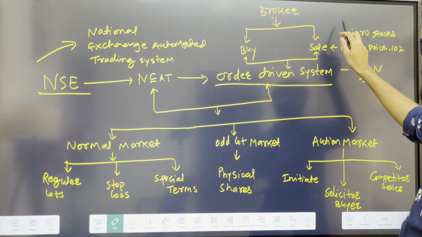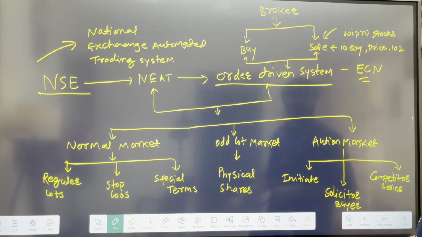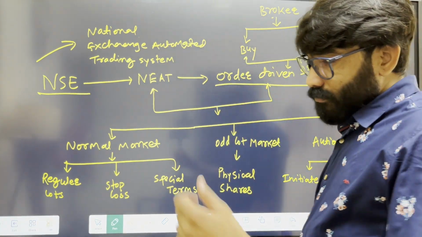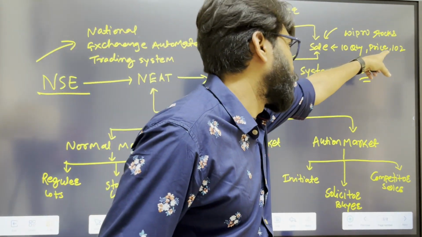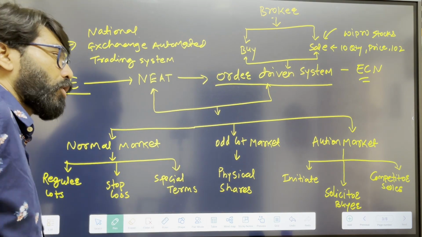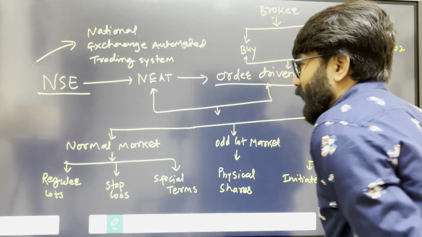For example, let's say a seller wants to sell the Wipro securities, 10 quantities at 102 price. The buyer will also send the same order, let's say 10 quantities at the price of 102, and if that matches, automatically the system will match your order. All right. So apart from that, what happened again?